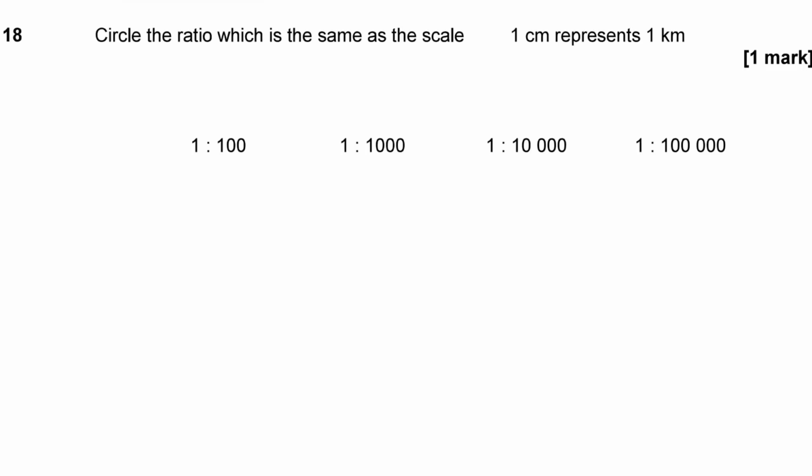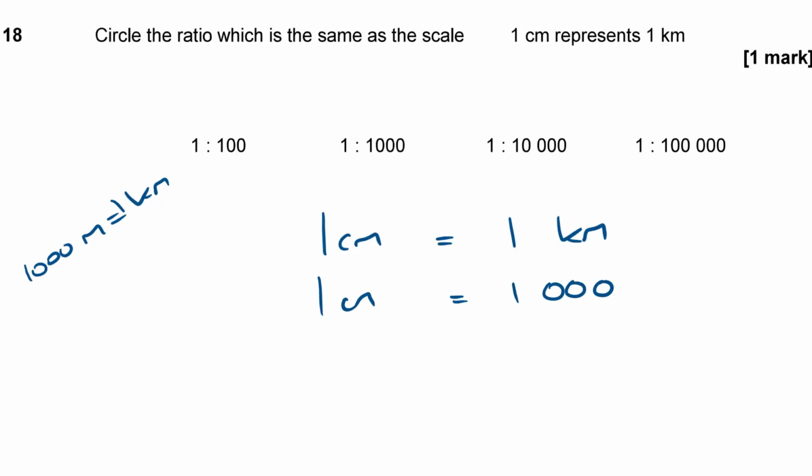Question 18. Circle the ratio which is the same as the scale 1 centimetre represents 1 kilometre. Okay. Well, I know that there are 1,000 metres in a kilometre. So 1 centimetre is the same thing as 1,000 metres. And I know that there are 100 centimetres in 1 metre. So 1,000 metres is going to be 1,000 lots of 100 centimetres.